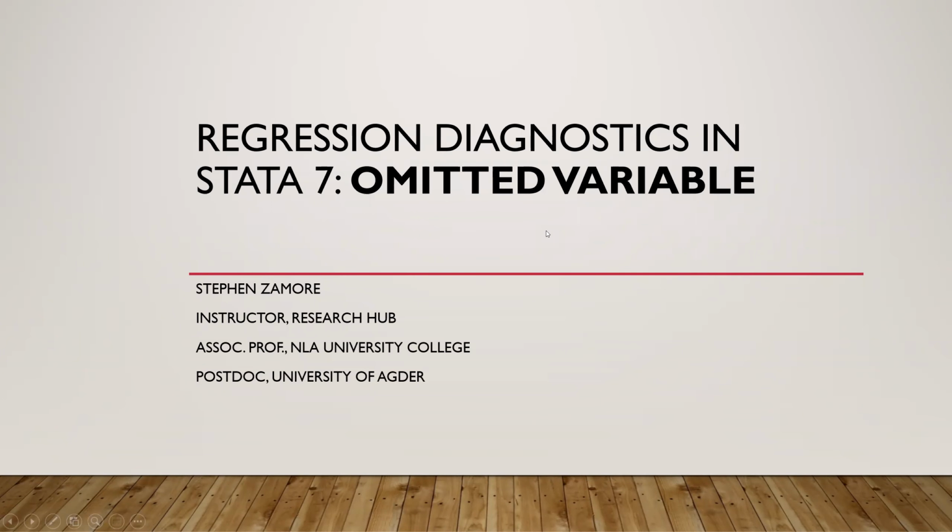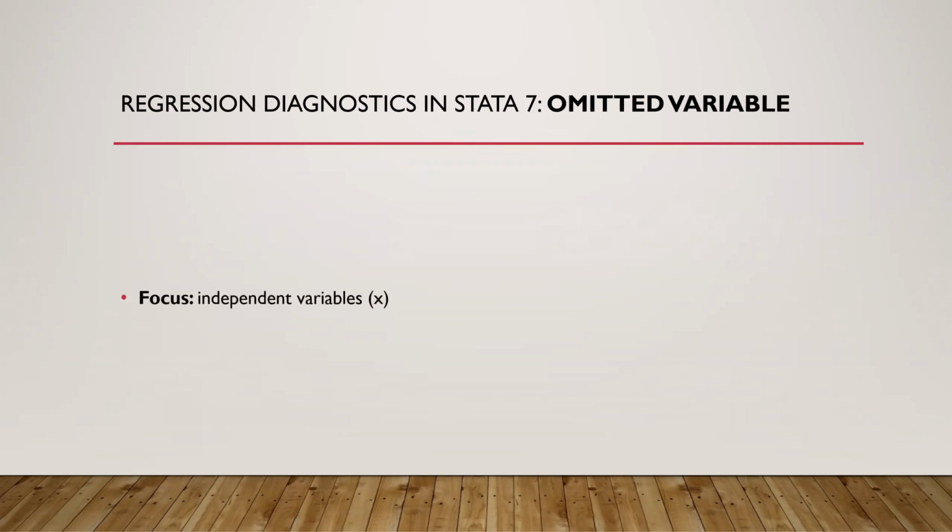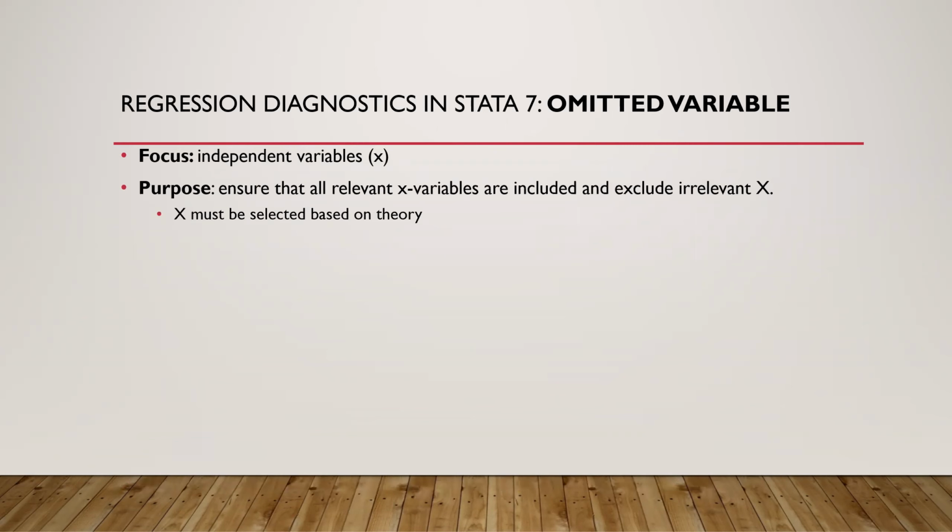Hello, welcome to the seventh assumption about regression diagnostics in STATA, and that is the omitted variable assumption, or model specification problem. So here we focus on the independent variables, and we want to ensure that we have included all relevant X variables and also excluded those that are not relevant.